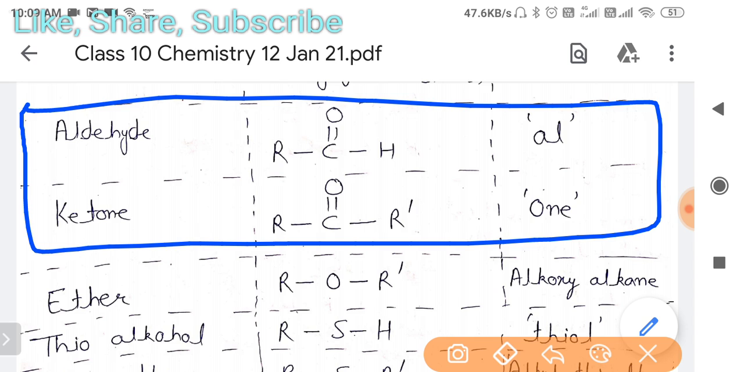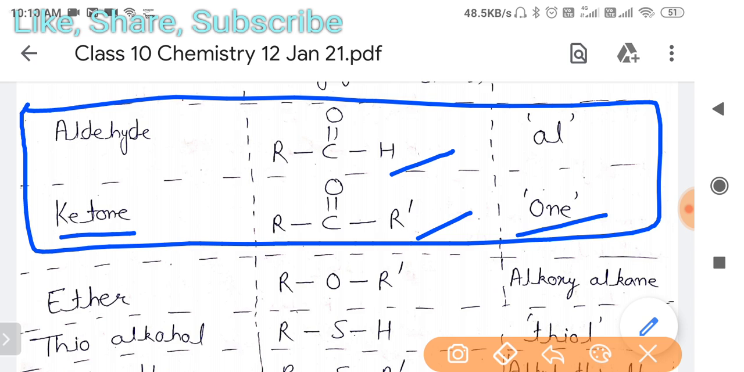RC double bond R dash, when there is another alkyl group here and there is no hydrogen in the structure of the compound, it means it is a ketone. So for identification, whether these are ketone or aldehyde, you have to understand them. Ketones are represented by the suffix one. That's why it is ketone. This is the difference between them.